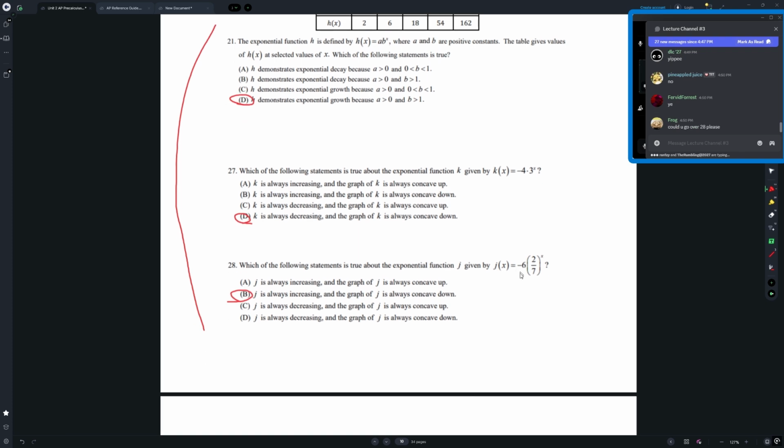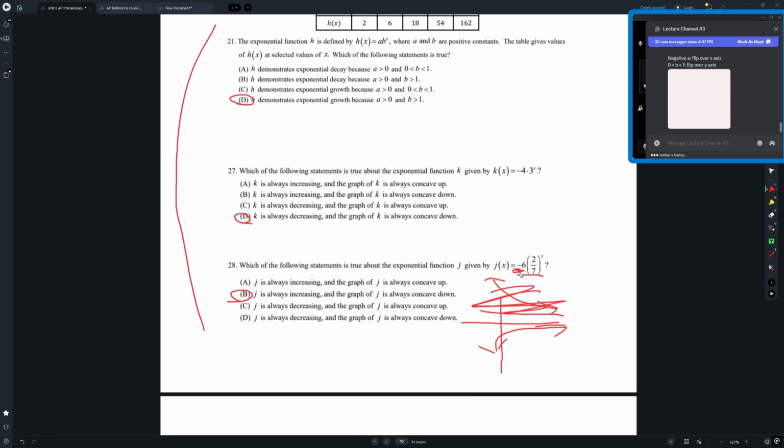Sure. So we know it's a decay function, so it's going to be looking like this. And then we flip it over the y-axis. So it's going to look something like this. So now we look at this, and it's below the y-axis. Which means you flip it because it's -6, which means it's a flip over the x-axis. And that means now you can see that it's always increasing. A negative in the front is always flipping over the x-axis.